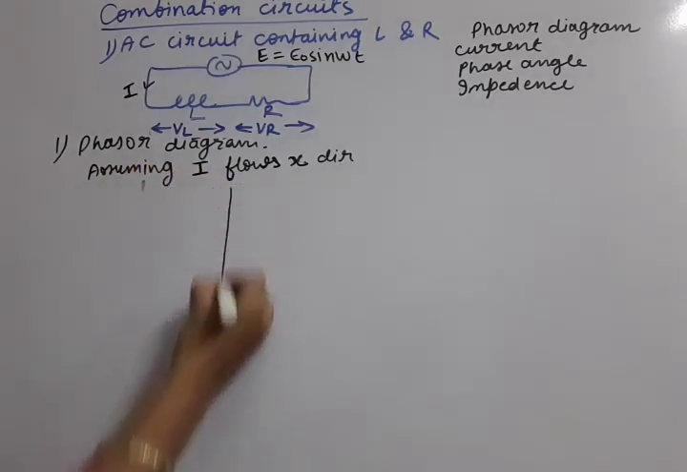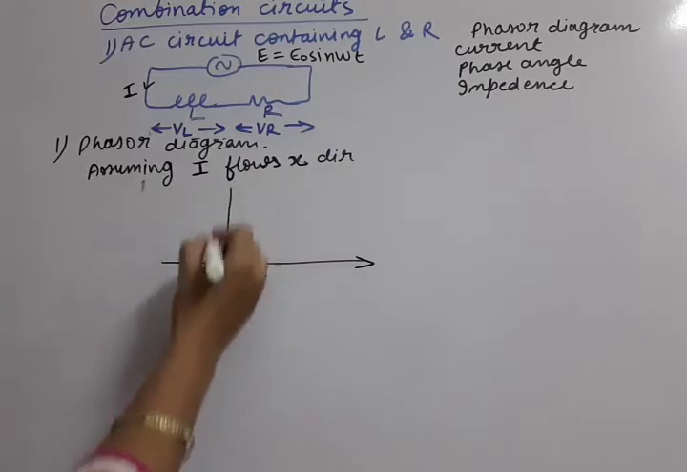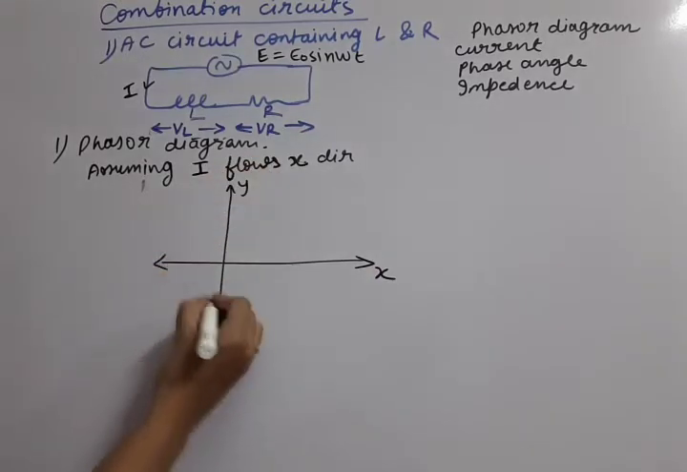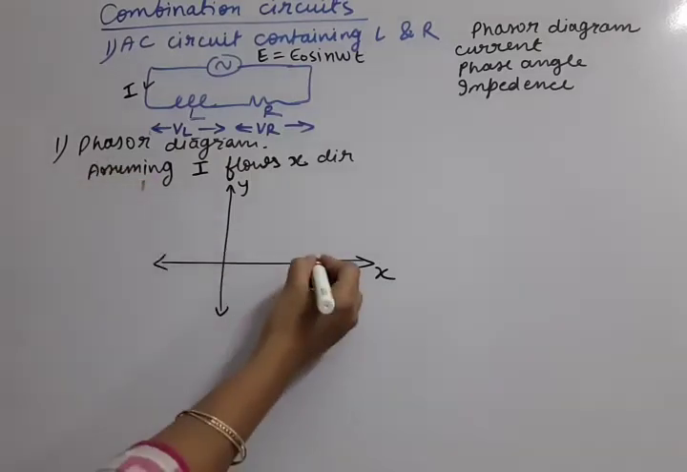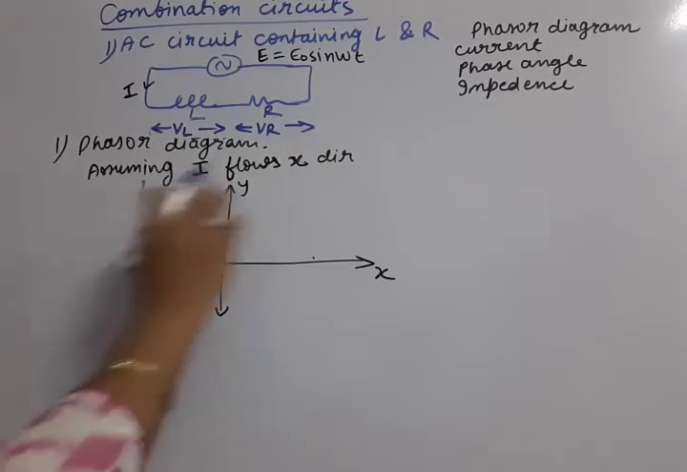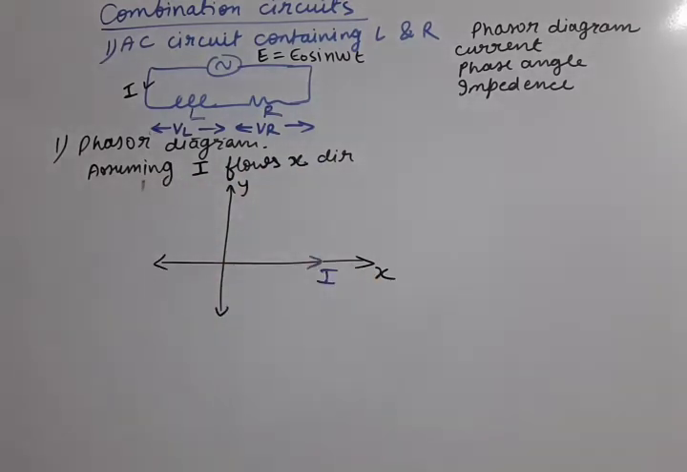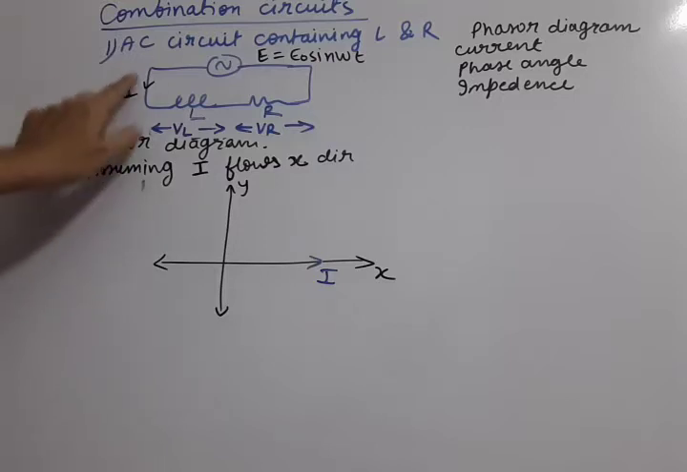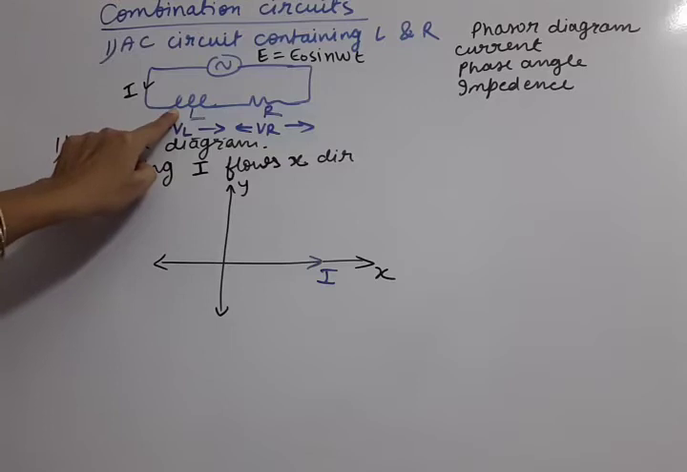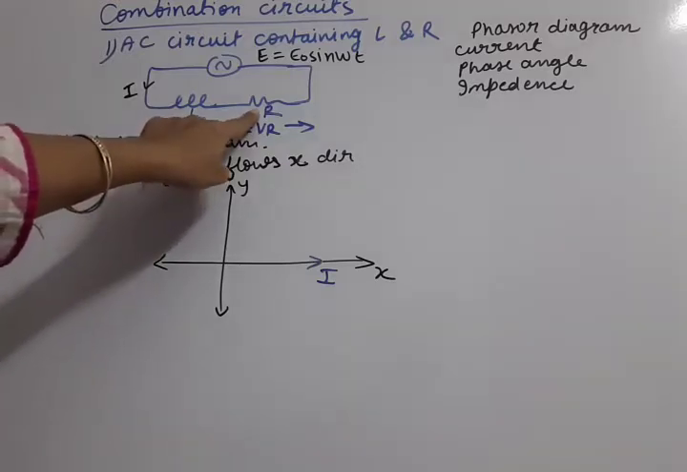So first I am drawing the first part of the phasor diagram. Suppose this is the X direction, this is the Y direction and these are the negative directions. Current is flowing in which direction? X direction, this we have assumed. Because they are connected in series, the current flowing in the inductor and the resistance, in both components, is the same.